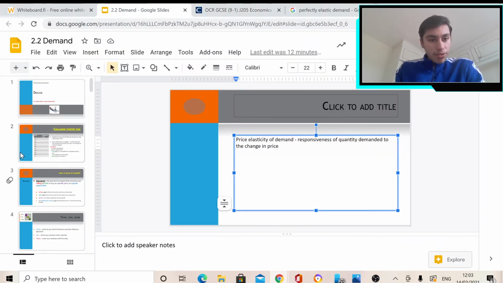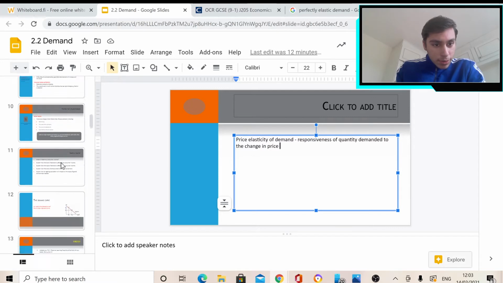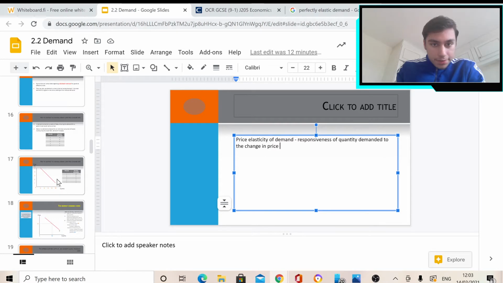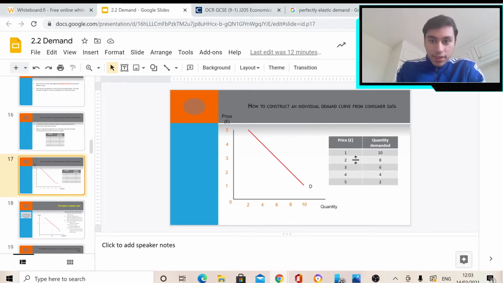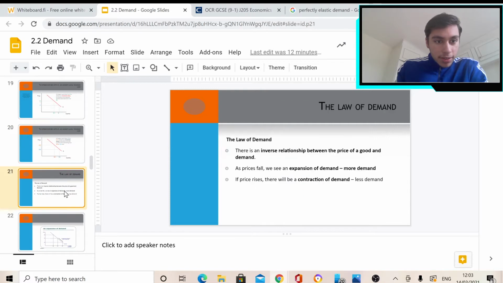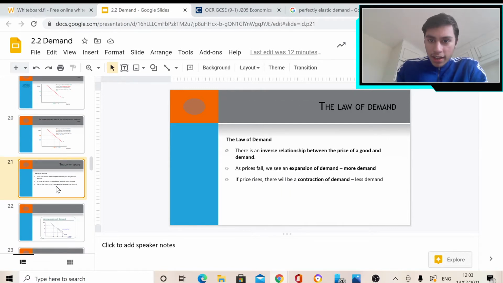So if we just go back to this one. Okay, we saw how to construct a demand curve. Now we are going to study price elasticity of demand. I also told you the law of demand, which is the inverse relationship between price of a good and demand. So if price rises, the demand decreases. If price decreases, the demand increases. If price increases, the demand decreases. That's it.